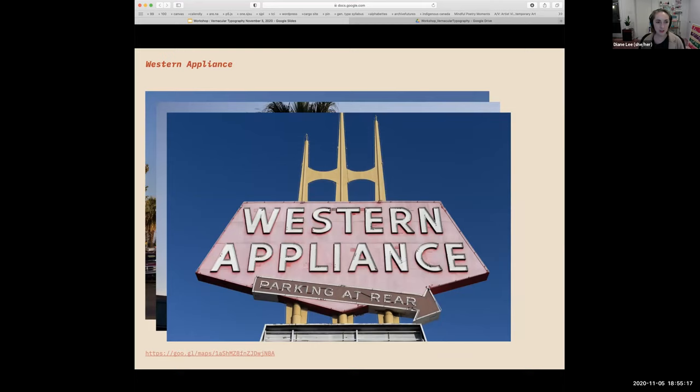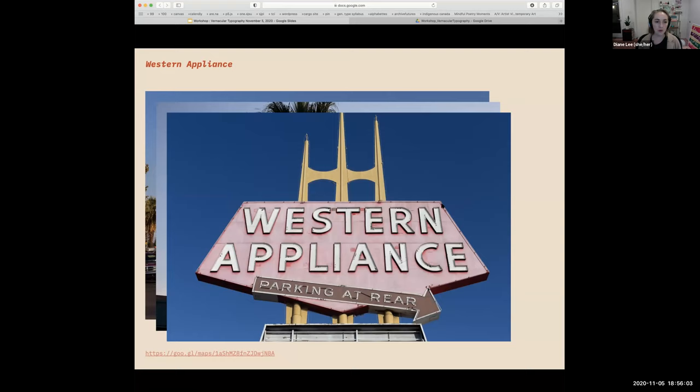Oh, it looks like my animation didn't work so well on this one, but this may be one of the most recognizable signs of this area. It was erected in 1962, although Western Appliance had a location in the area since about the 1930s. And this was marked as a locational sign at one of the big thoroughfares of the time. And it's still a big thoroughfare. It's not too far from the intersection of 280 and 880. And so many of you have probably seen this before.